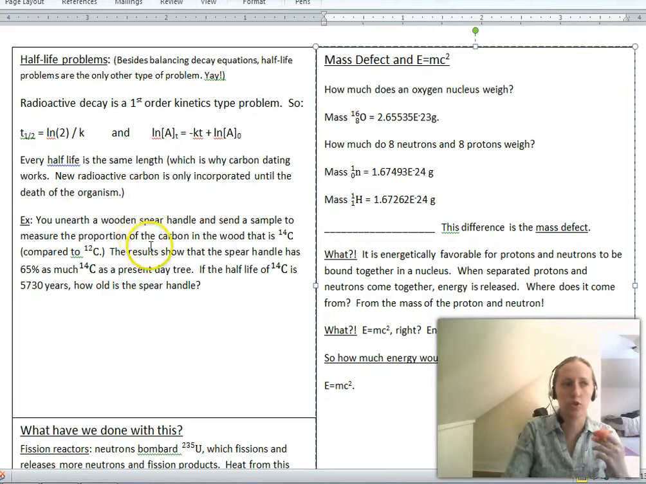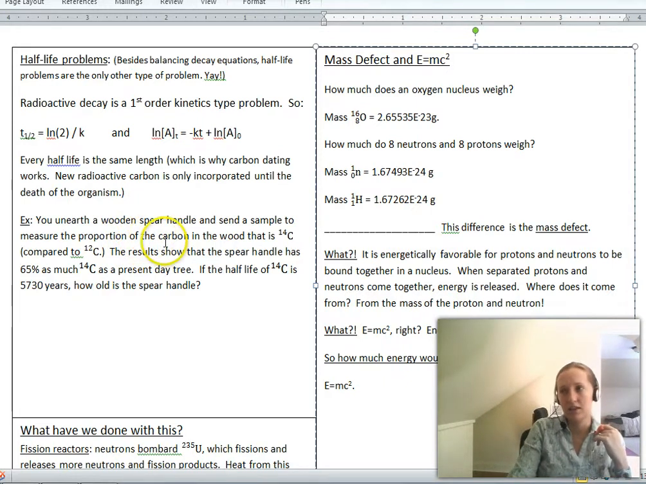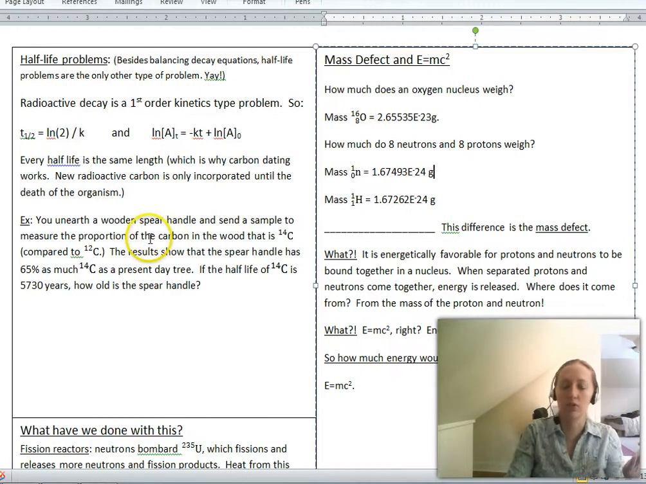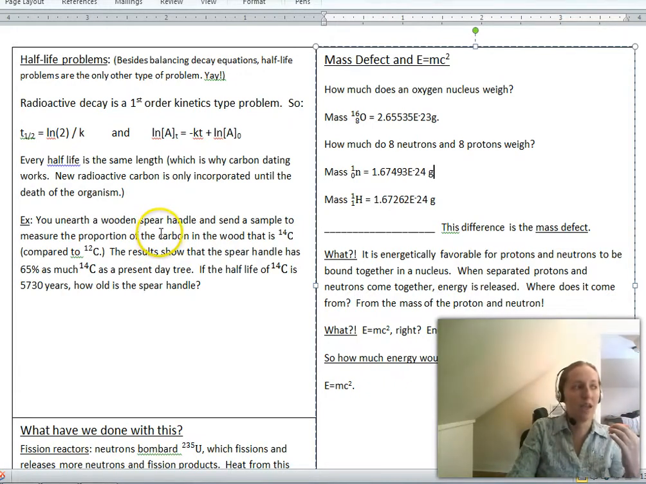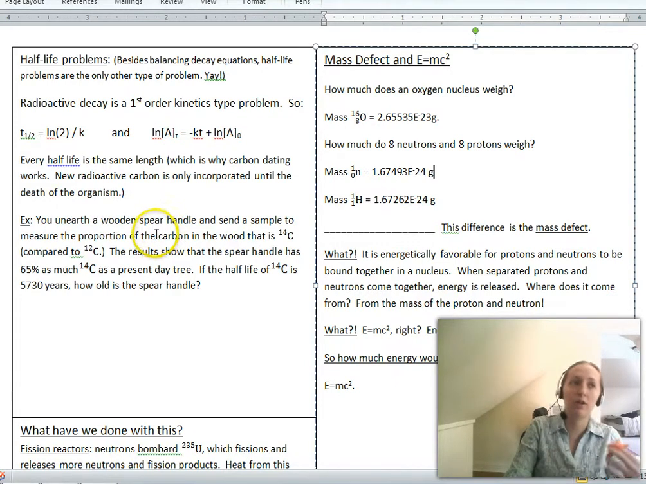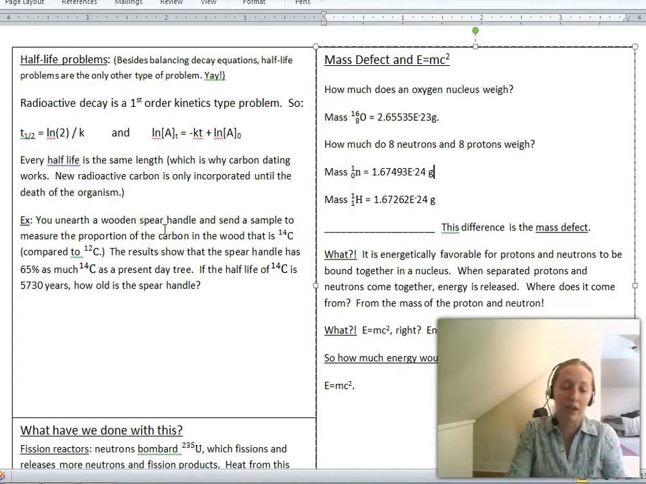And so what you can do is take something that used to be alive, like a piece of wood, a piece of leather, some basket made of reeds or something that is an archaeological sample, for example, and you can test how much radioactive carbon is left, compare that to how much radioactive carbon would be in a presently living organism, and say, hey, it's this old. And the way that you do that is you stick your numbers into these two equations.